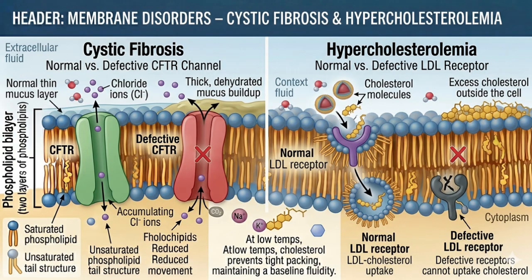In conditions like cystic fibrosis, membrane transport proteins don't function properly. In neurological disorders, membrane signaling is affected. Even viruses take advantage of membrane flexibility to enter cells. So this isn't just biology, this is your health.